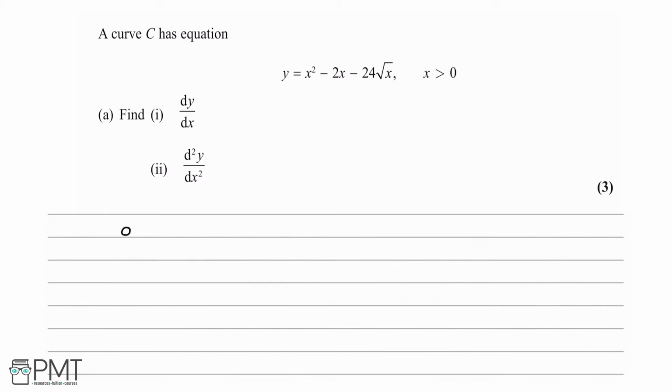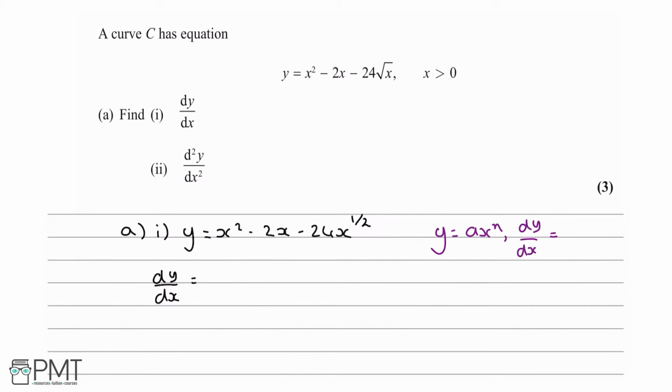So the first thing I want to do is rewrite y in a way which will make it easier to differentiate. So we've got x squared minus 2x and then minus 24x to the half. To find dy by dx, for any term y equals ax to the n, dy by dx equals anx to the n minus 1. So dy by dx equals 2x minus 2 minus 12x to the minus half.